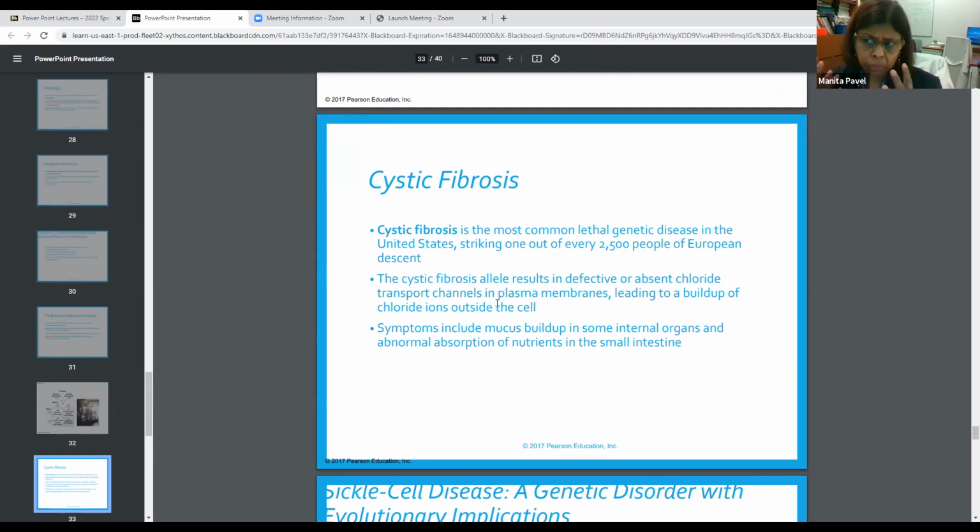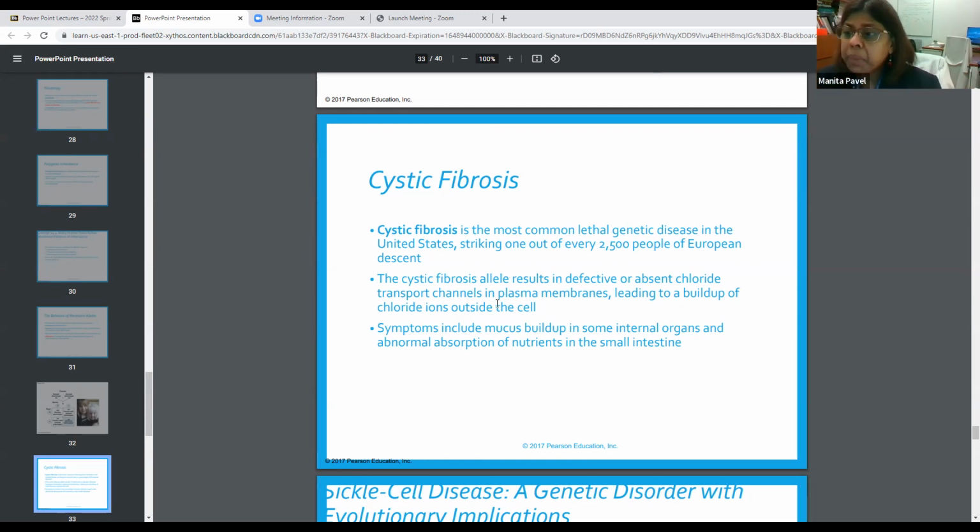It results in a defective or absent chloride transport channel. So these individuals who suffer from cystic fibrosis either lack the chloride transport channels in the plasma membrane that we learned about when we studied the structure of the plasma membrane, or they have a defective chloride transport channel. So chloride ions are not able to pass through, are not transported across the plasma membrane. And as a result, it leads to a buildup of chloride ions outside the cell.